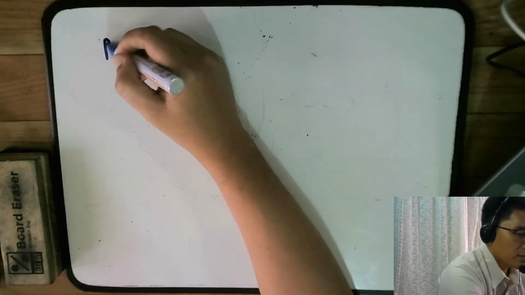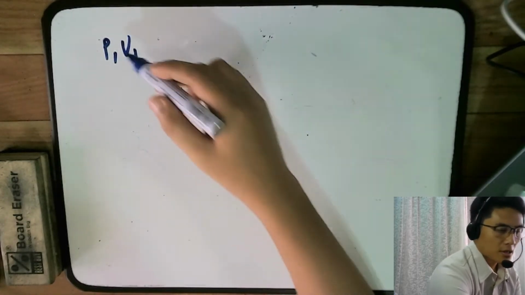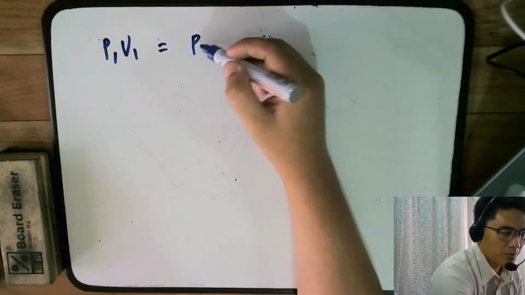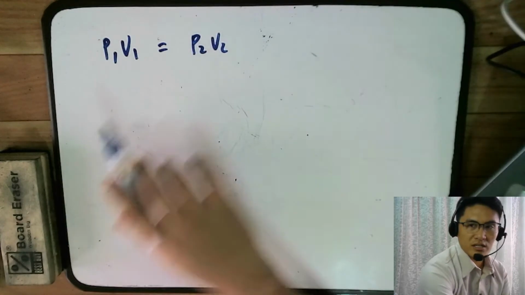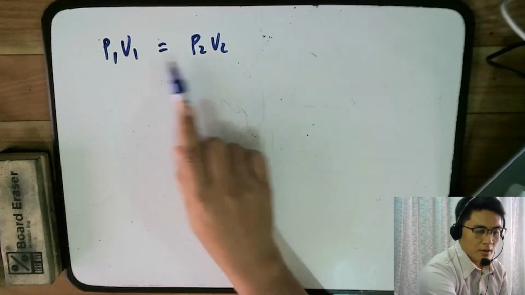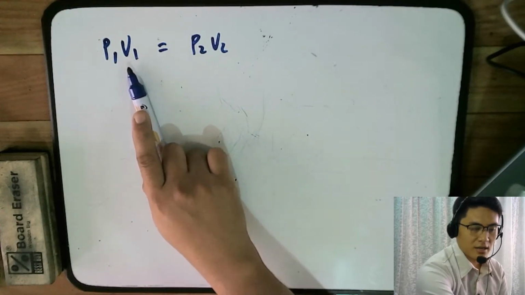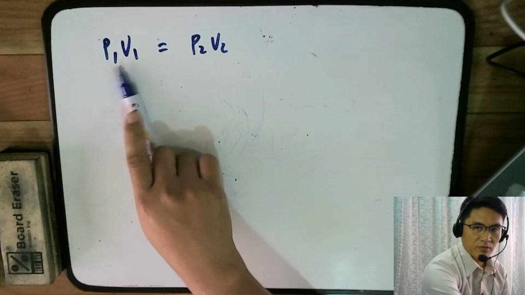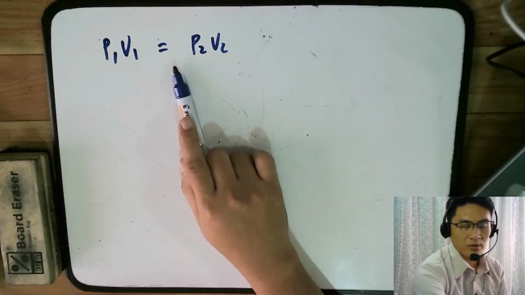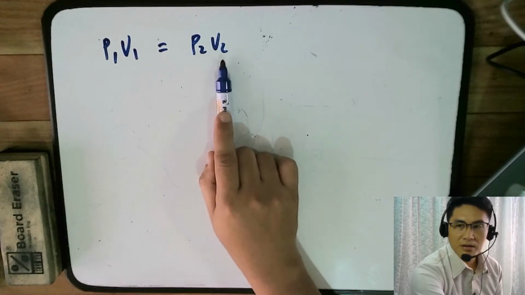Boyle's law can be written in this formulation, which is P1 V1 is equal to P2 V2. So you're looking at two states. If you have a pressure of a gas initially and then you change it, you take the volume of the first case and multiply it with the pressure of the first case, and that would be equivalent to the pressure in the second instance multiplied by its volume.